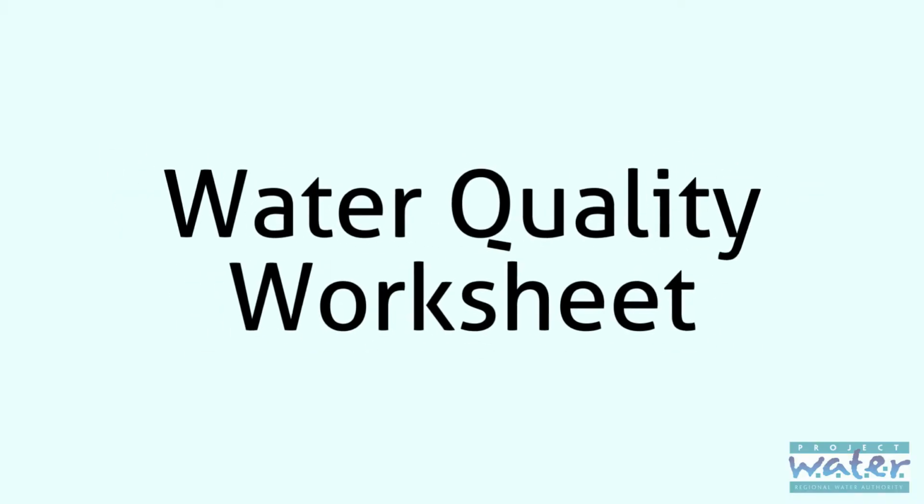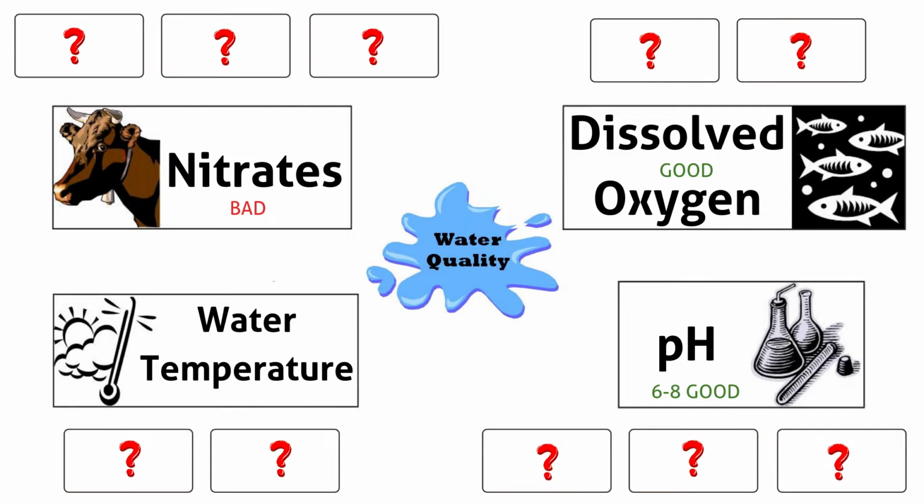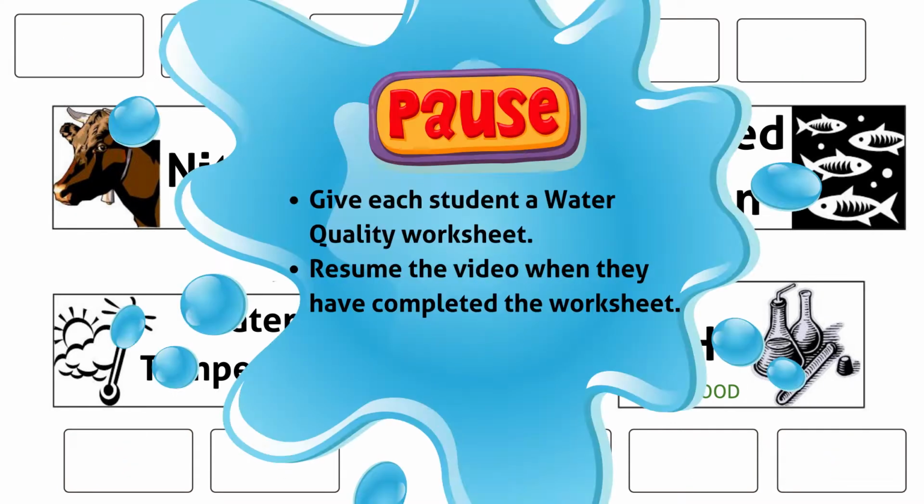Today, we're going to be using the 4 water quality test kits that I'll have with me during our field trip. But first, let's start with our water quality worksheet. Just like before, you're going to fill in the missing information. Let's pause the video here so your teacher can pass out the worksheet and you can fill in the blanks. When you're done, we'll restart the video and we'll review your answers.